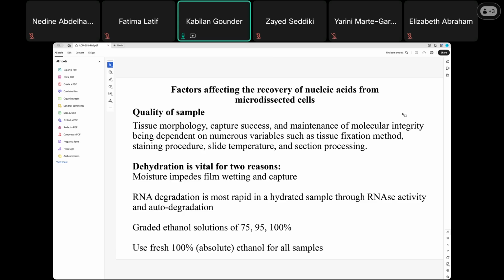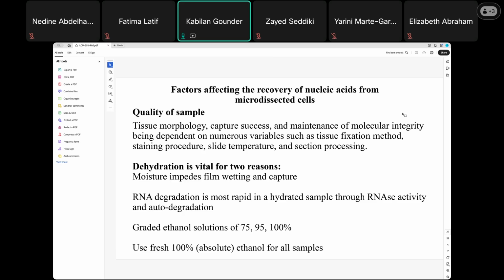Based on the morphology, it means the process. Also at the same time, the capture success is very, very important when you isolate the cells. Also, during this process, the maintenance of molecular integrity is important, because that is what you are going to use for the subsequent analysis.